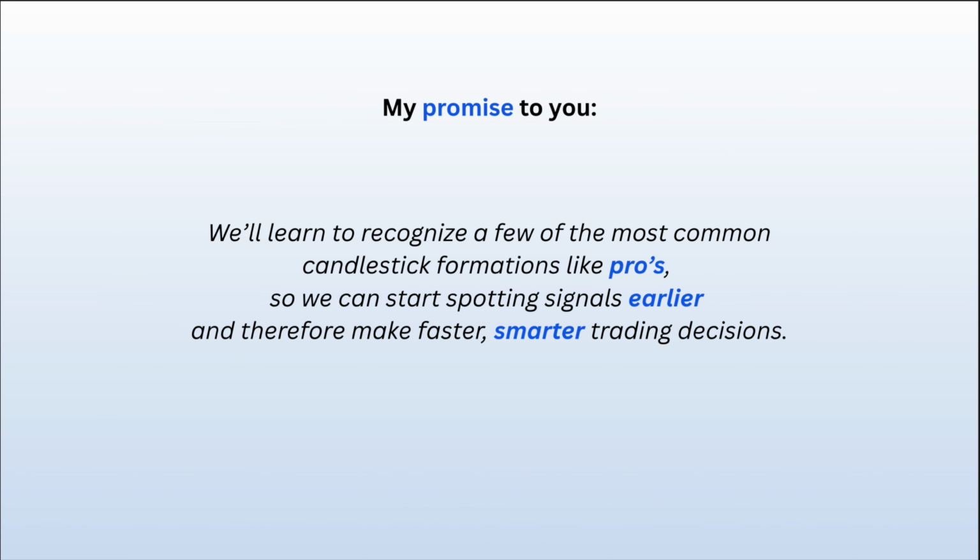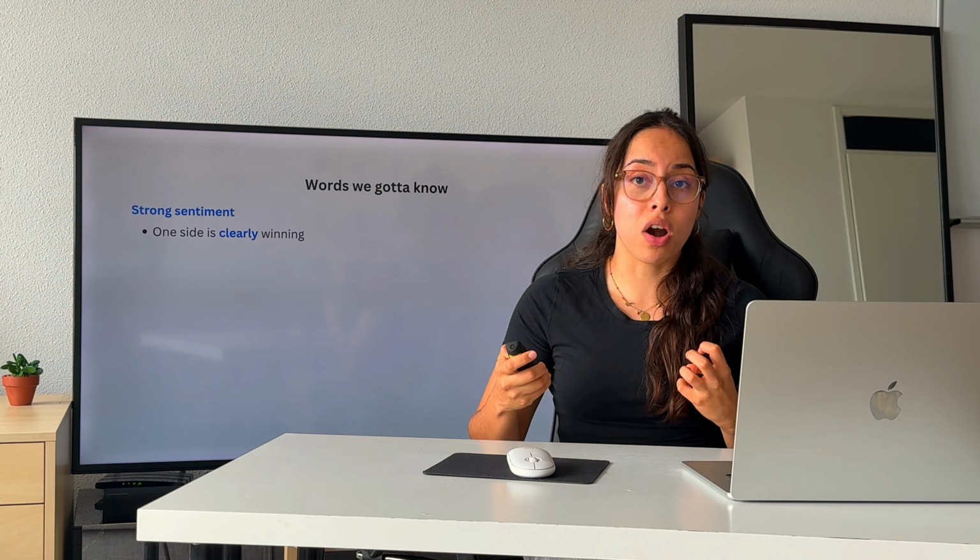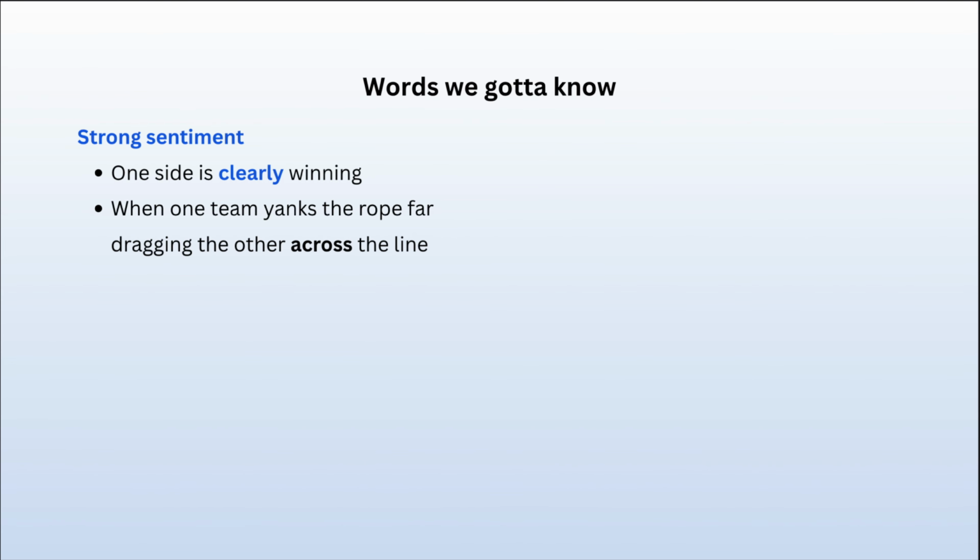Now, another word you're going to hear a lot from many traders in the trading community is strong sentiment. There's a strong sentiment going on. And a strong sentiment fundamentally means that one side is clearly winning. If we were to translate this to the scenario of the tug of war, it essentially means that one team is yanking the rope far across the line, which would look something like this, where we can clearly see that one team is winning and even the girls are falling.